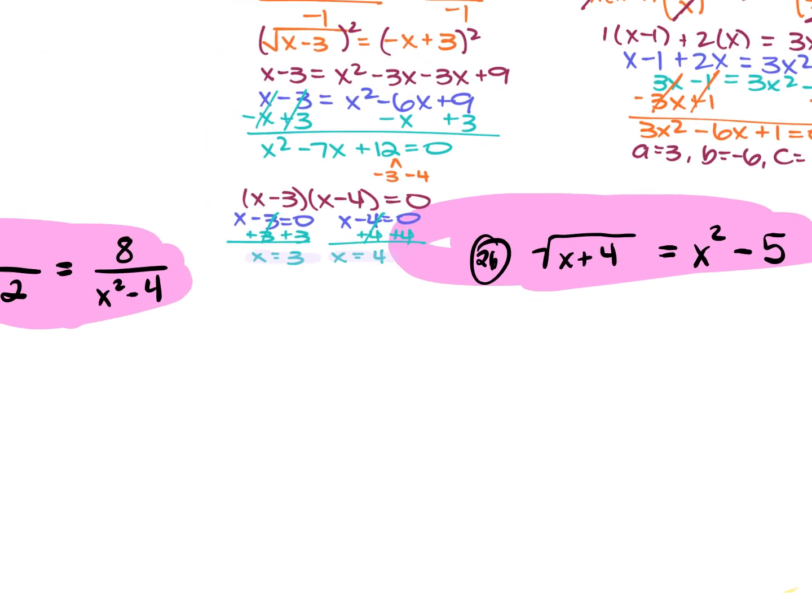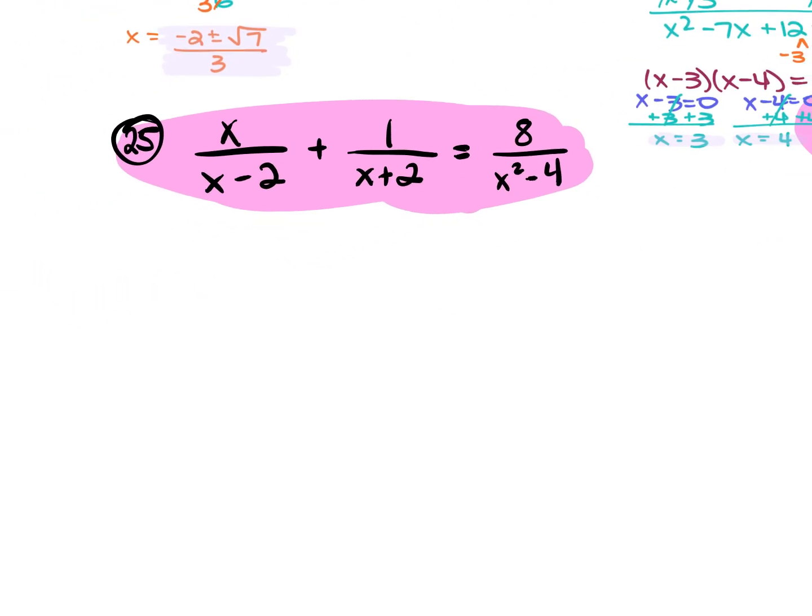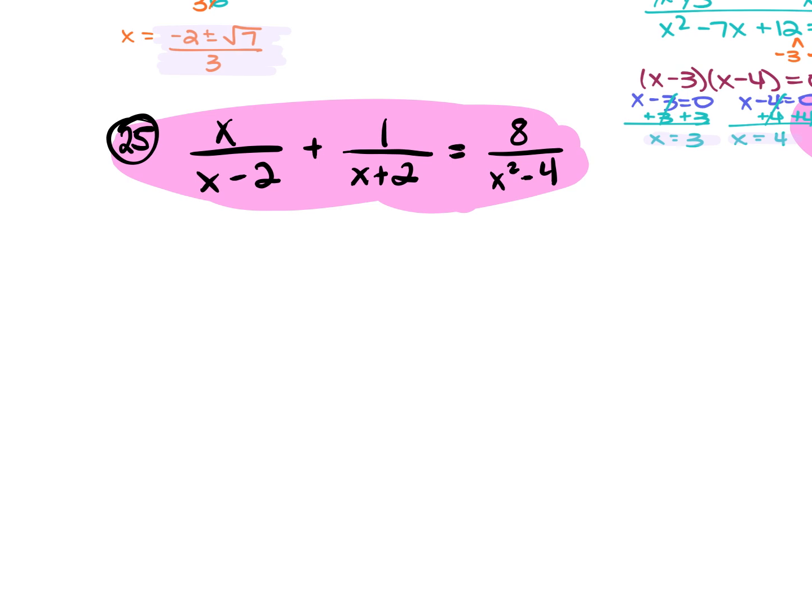For 25, we have x over x minus 2 plus 1 over x plus 2 is equal to 8 over x squared minus 4. If I were you, I would rewrite this to where that 8 is over x minus 2 times x plus 2. Because that x squared minus 4 factors to be a difference of squares. So x minus 2 times x plus 2.